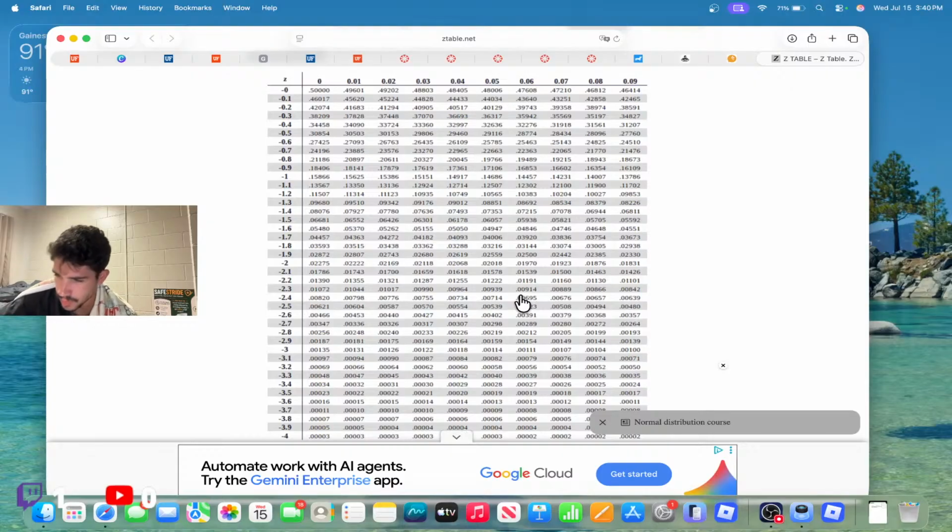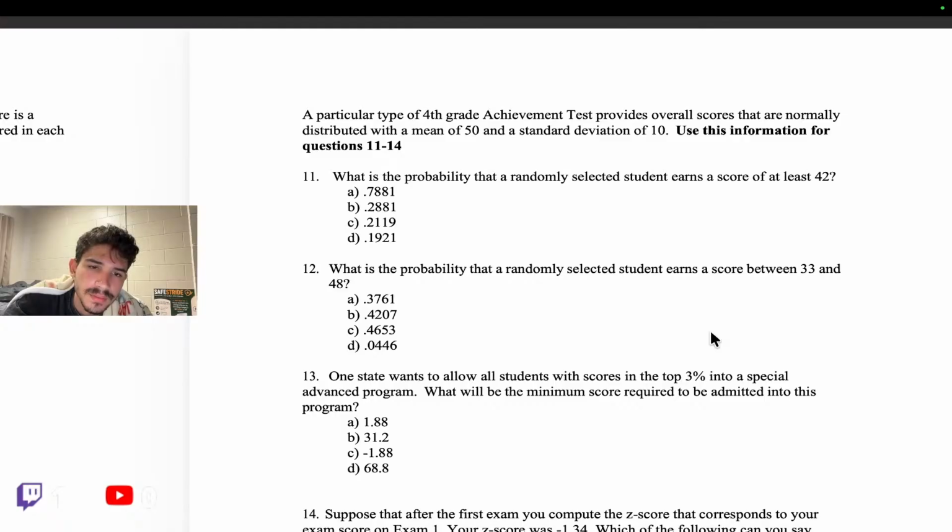The bigger against the smaller. So we're going to do 0.42074 minus 0.04457, which is 0.37617. So that's going to be equal to A, approximately.